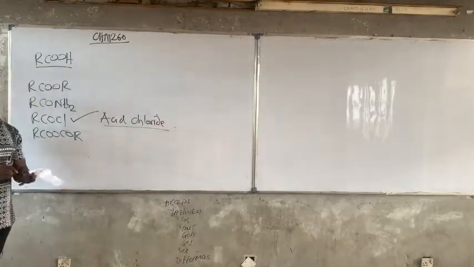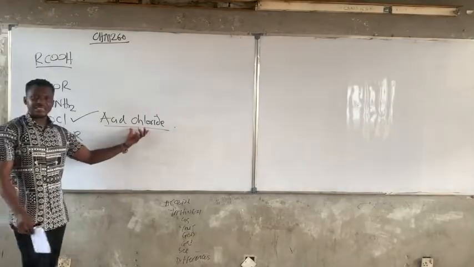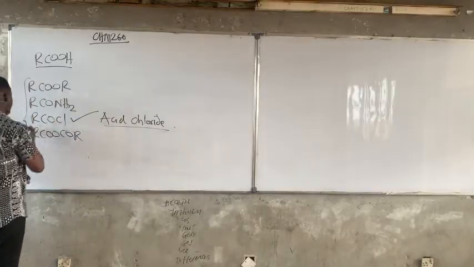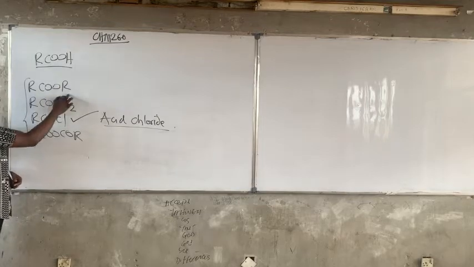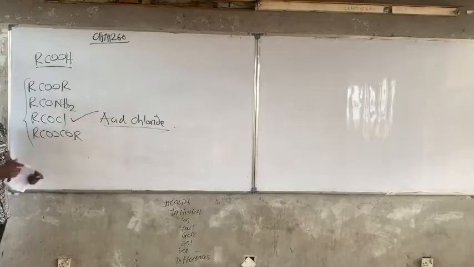So if somebody asks which derivative of carboxylic acid is the most reactive, it is the acid fluoride. Bear in mind that these are the derivatives of carboxylic acid. We have ester, this is amide, this is acid fluoride, and this is acid anhydride.